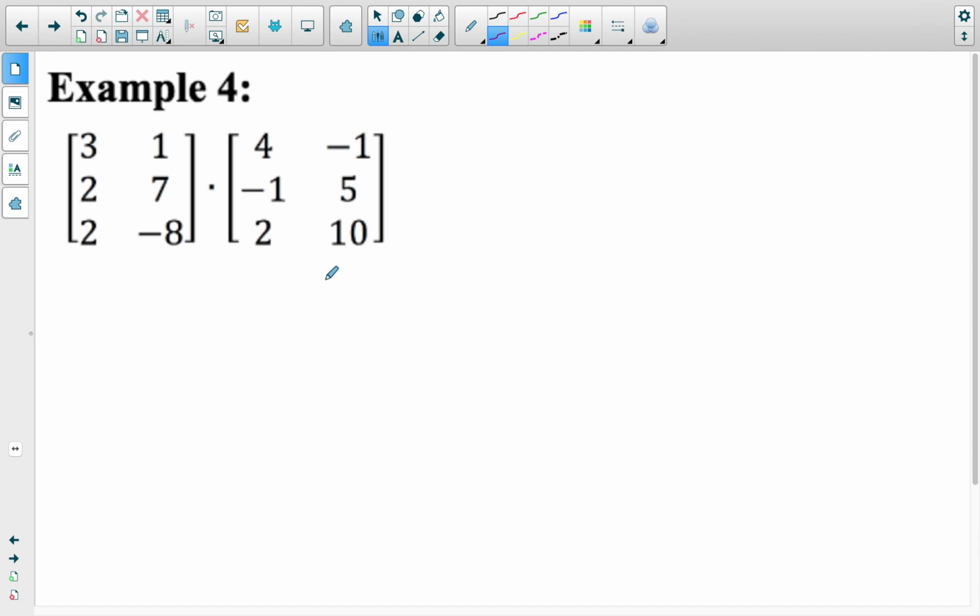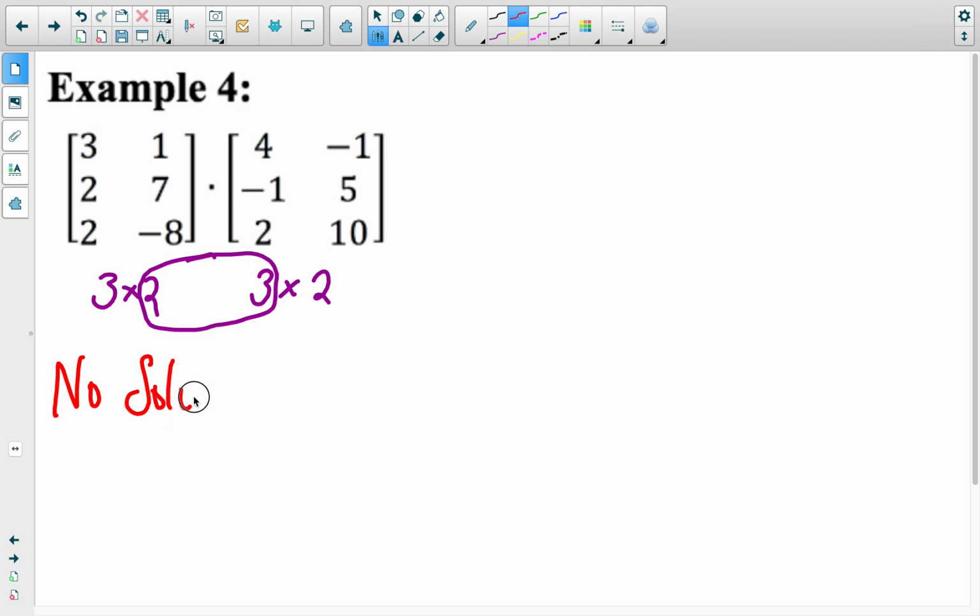All right, and so when we get down to example 4, let's see what's going on. These matrices look the same, 3 by 2, 3 by 2. It's tempting to say, oh yeah, they're the same, so obviously I can just move forward. But notice the inside numbers are not the same, so this actually is going to have no solution. Say you didn't notice that though, and you just kept going. Let me write that down first. No solution or undefined.